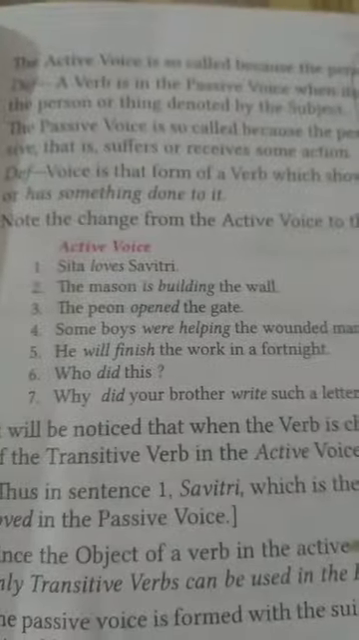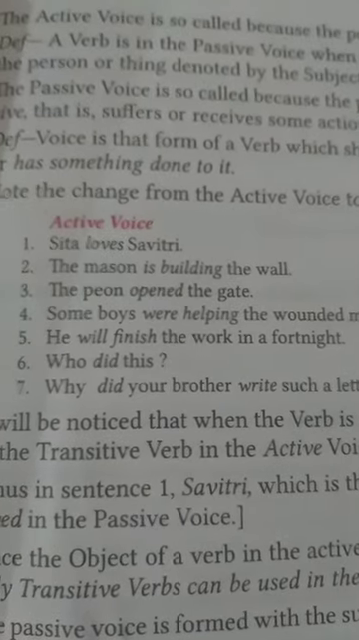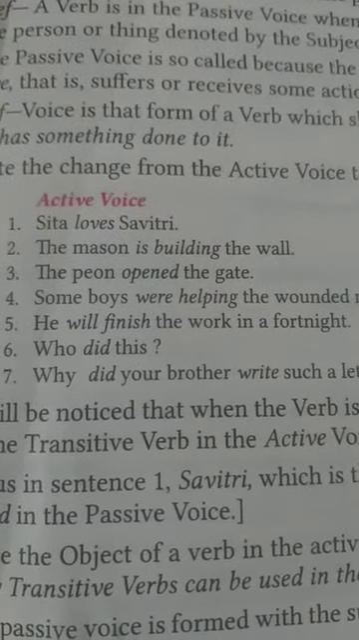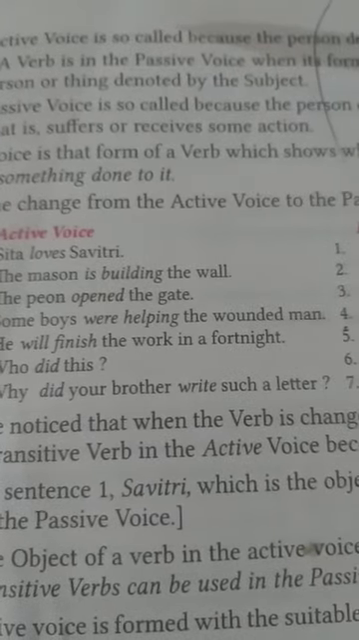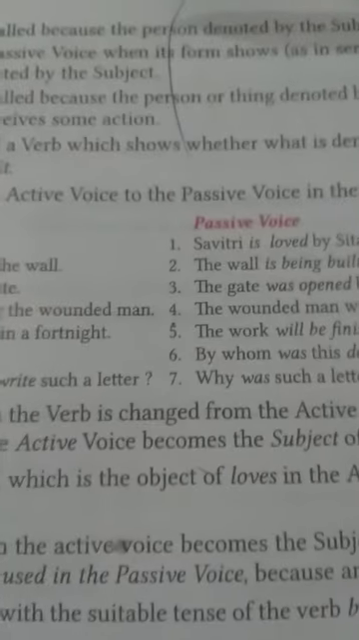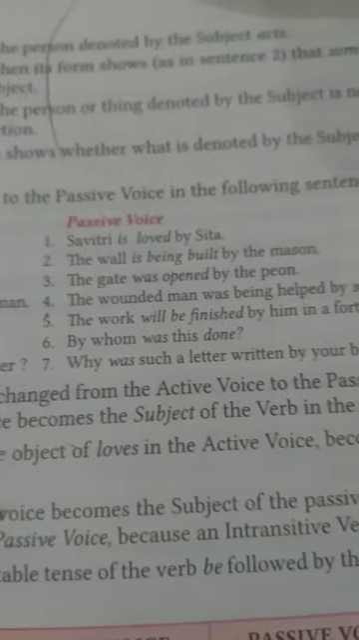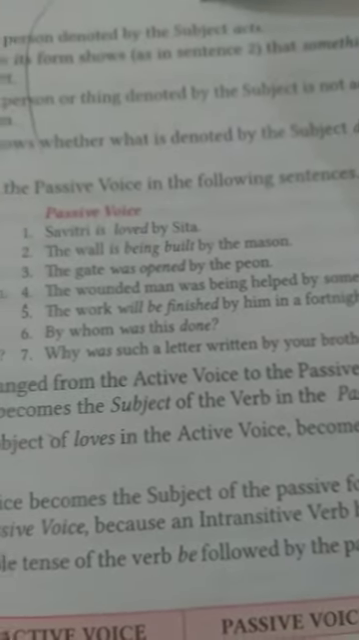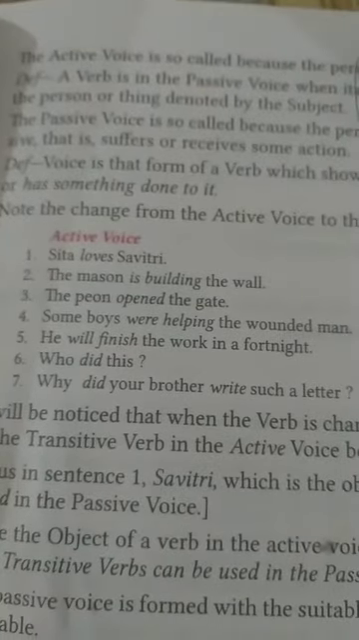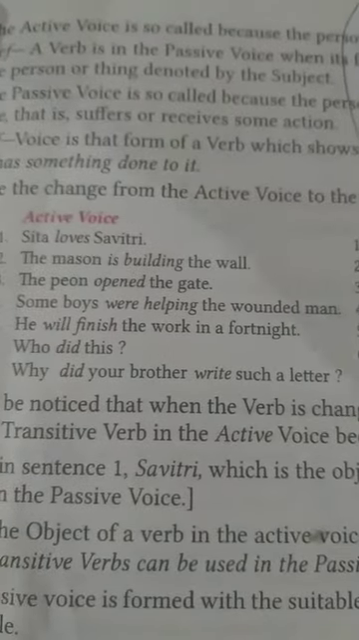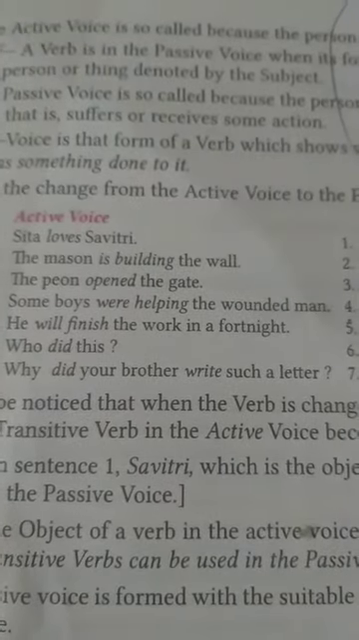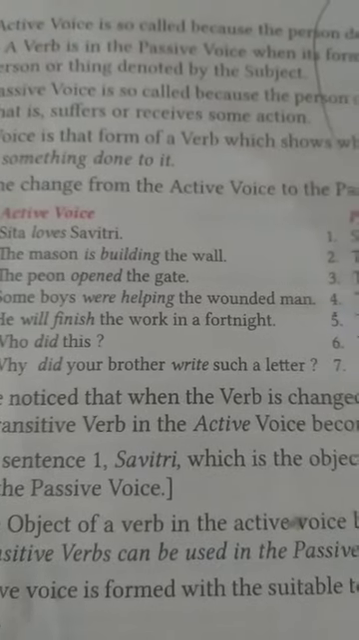But at the same time, it differs from active voice if the subject is not the doer of the action in the sentence. So the active voice is so called because the person denoted by the subject acts. Okay, so is it clear to all of you what active voice is? In active voice, the subject basically performs an action. The subject is the doer of the action.